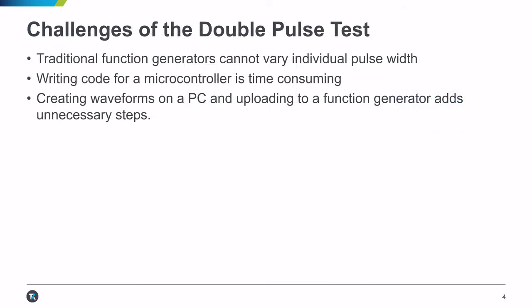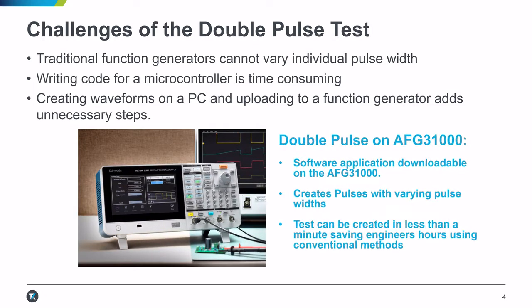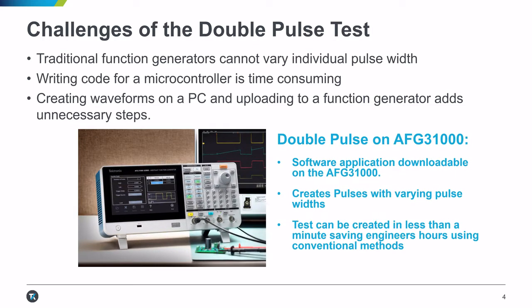One of the challenges of conducting the double pulse test is setting up the pulses. Traditional methods cannot vary individual pulse width or are time-consuming and complicated. The double pulse app provides a quick and convenient way to program the pulses right on the unit. The software is downloadable and users can create their custom pulses in less than a minute.